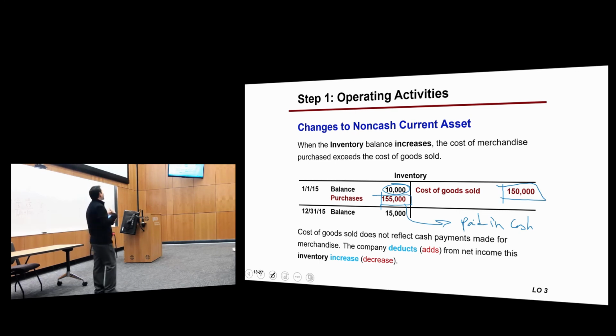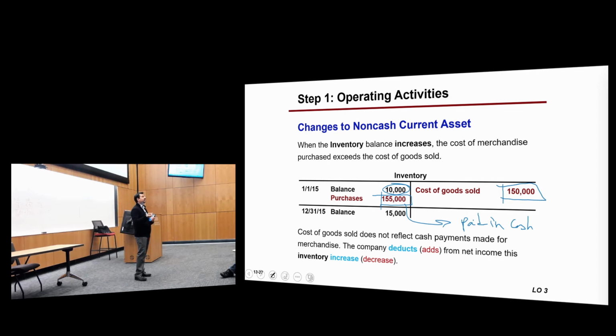Now, how do you calculate purchases? Remember, you have beginning balance plus purchases, right? It will equal what? Cost of goods available for sale. Cost of goods available for sale is equal to what? Cost of goods sold plus ending balance. Seriously? Come on, guys. That's inventory.